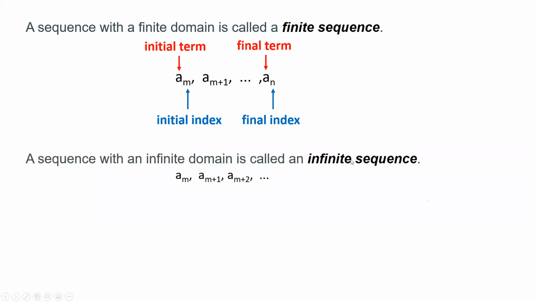But we might also have infinite sequences that go on and on forever. So in this case here, we start out with A sub M. The M would be the initial index, and A sub M would be our initial term, but we wouldn't have a final term. It would just go on and on forever.